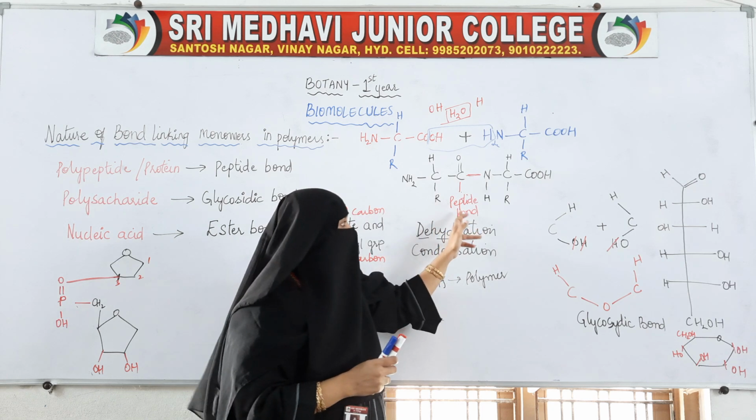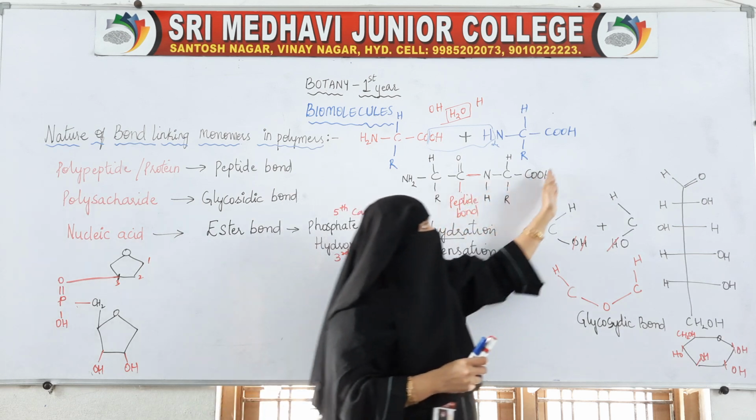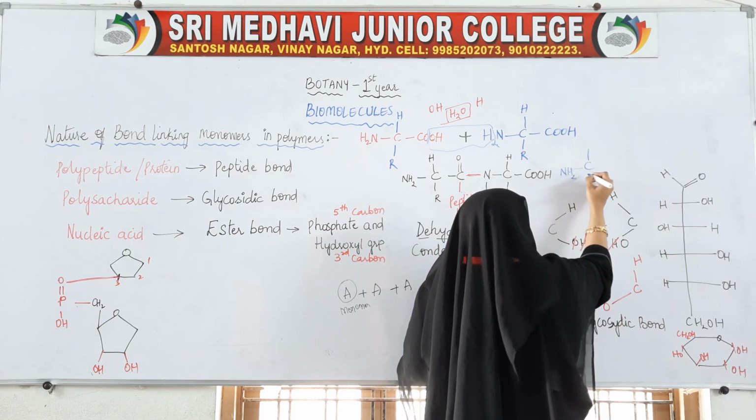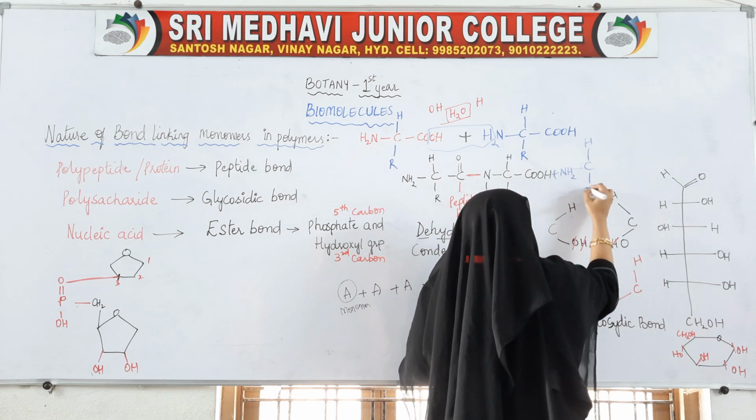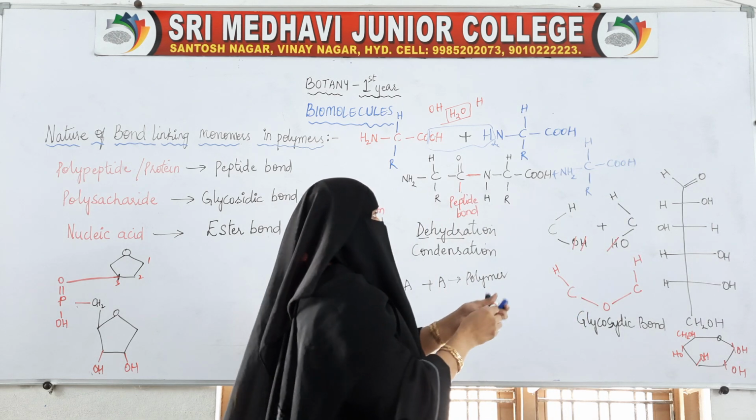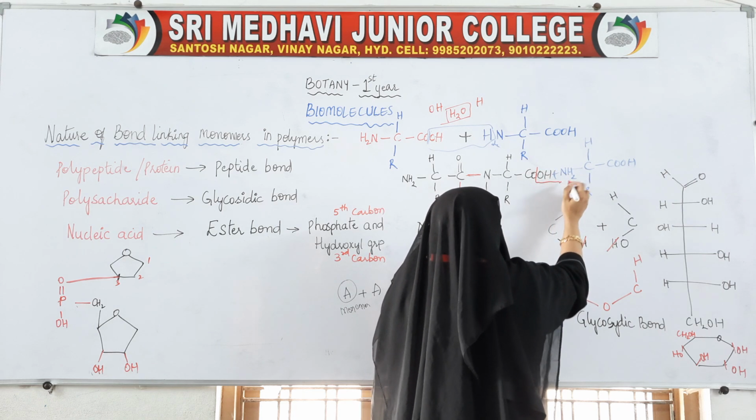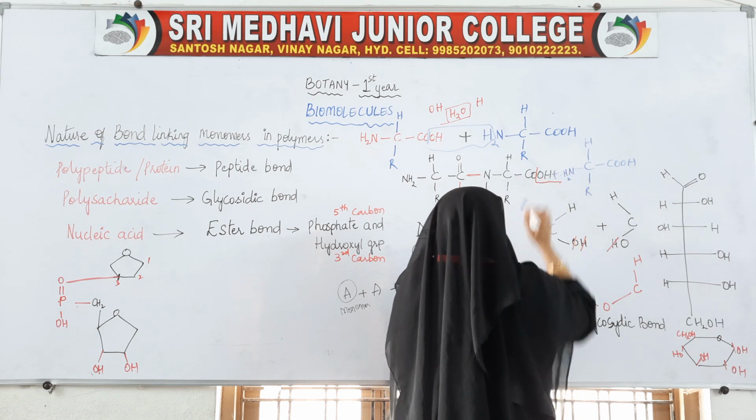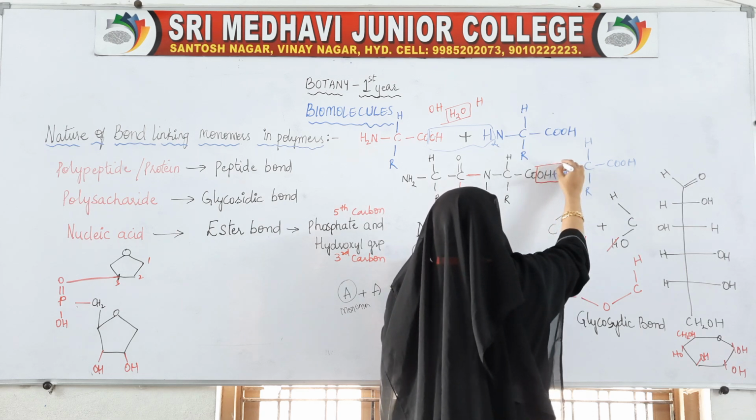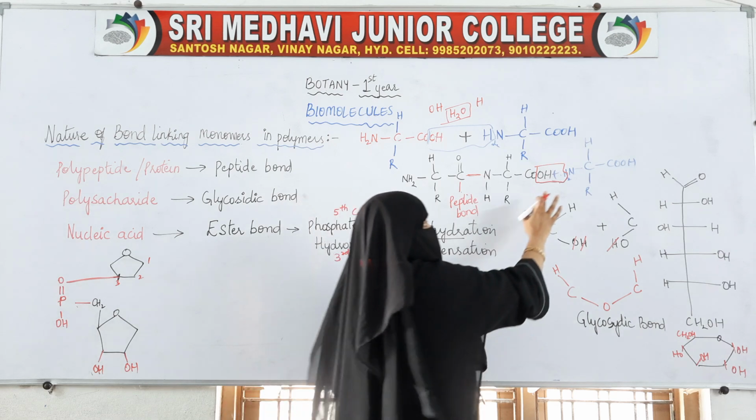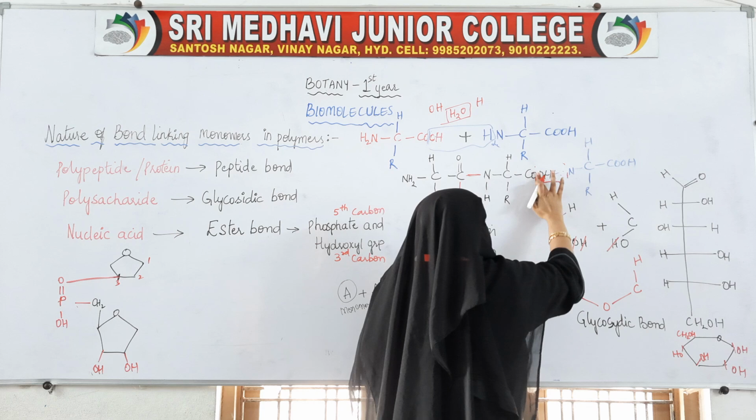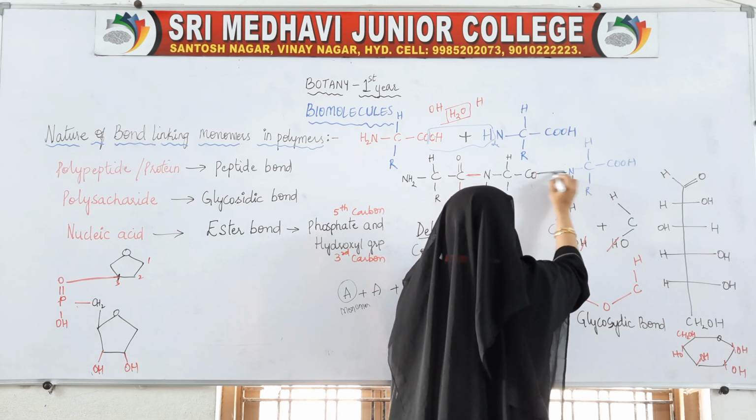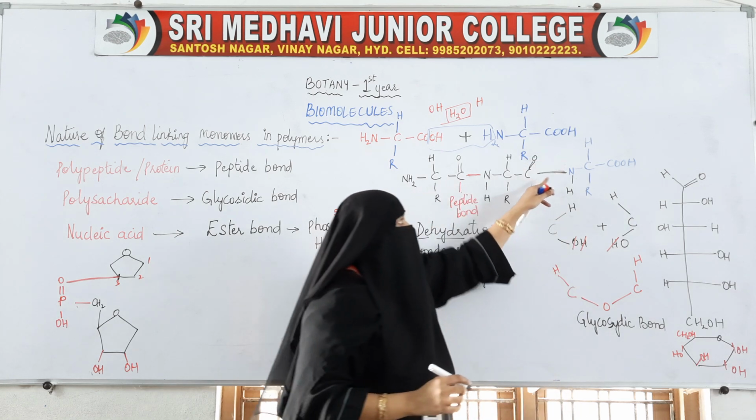So how are proteins formed? By the peptide bond. This is one amino acid, one peptide bond, like this another amino acid. If I take another amino acid, here C, NH2, this is H, this is R, COOH. Here also one OH and one H will be removed. Because of this removal, a bond is formed. H comes here, O goes out, and a bond is formed between carbon and nitrogen.